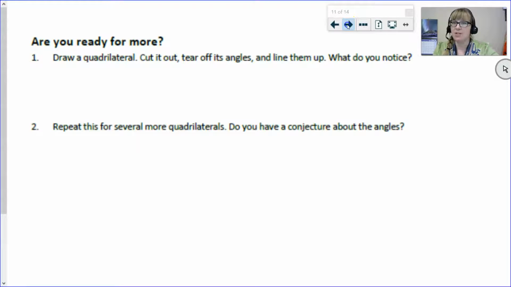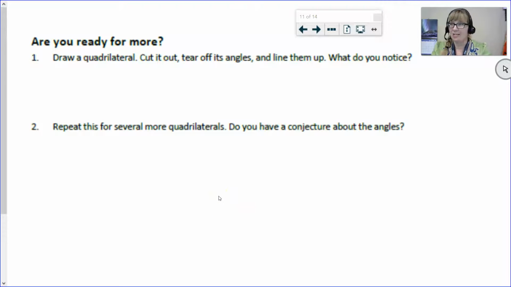Let's move on to the are you ready for more before we summarize and do our cool down. I still really like this activity. If you would like to see this pattern continuing, draw a quadrilateral. This is a 4-sided figure. Draw a quadrilateral, tear off its angles, and line them up. What do you notice? Pause the video now, make your own quadrilateral, cut off those corners, and line them up. What's happening?